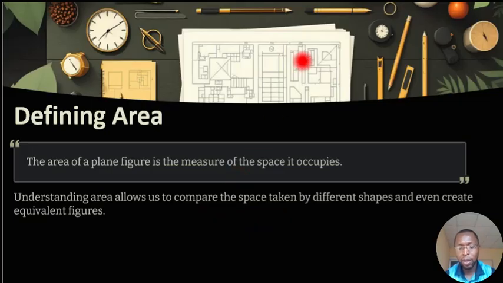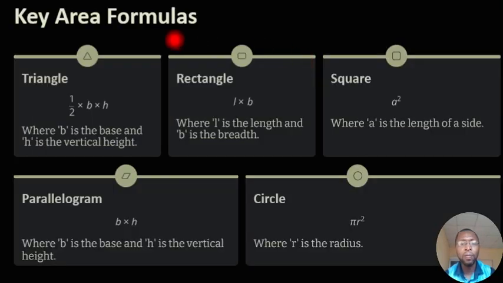Right, so having known that, we now look at the formulas for calculating the areas of different plane figures. For example, a triangle. The formula for the area of a triangle is half times the base times the height, where B represents the base, H represents the vertical height. And for a rectangle, the area is the length multiplied by the breadth, where L represents the length and B represents the breadth.